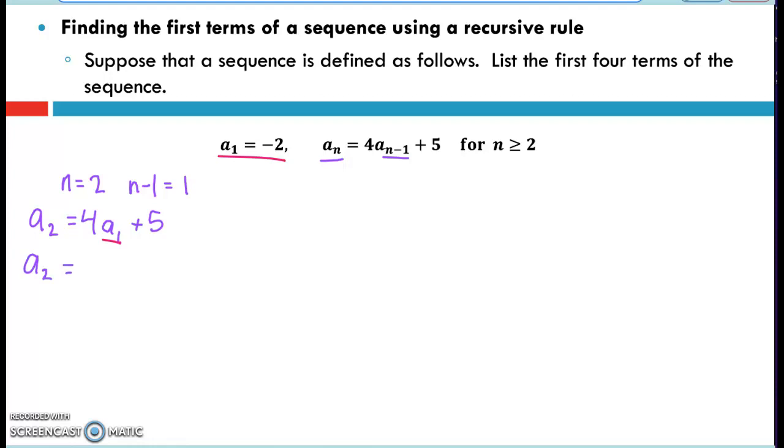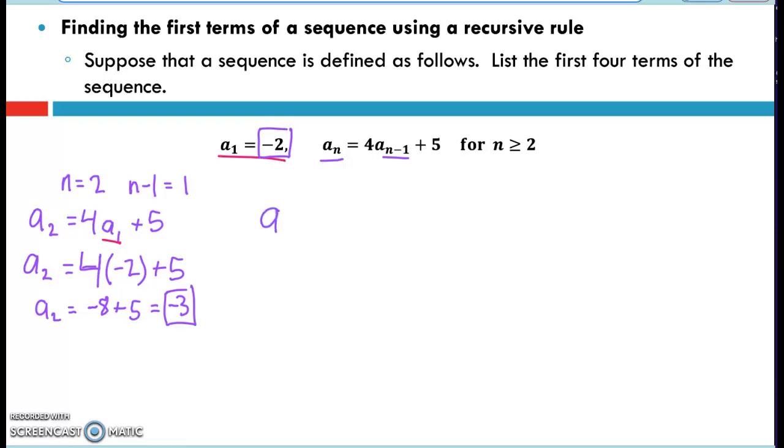So our second term is going to be 4 times a sub 1, which we know is negative 2, plus 5. So our second term equals negative 8 plus 5, which equals negative 3. Don't forget, our first term is negative 2. Our first term is not negative 3.